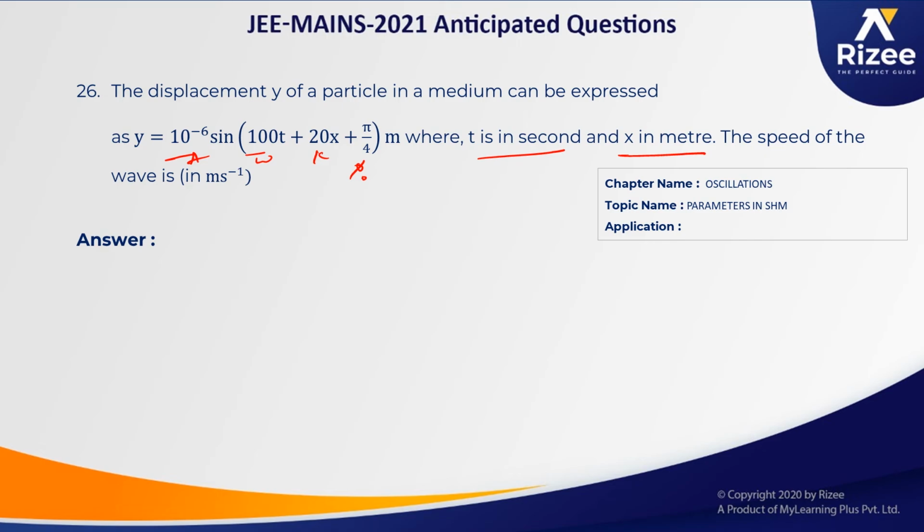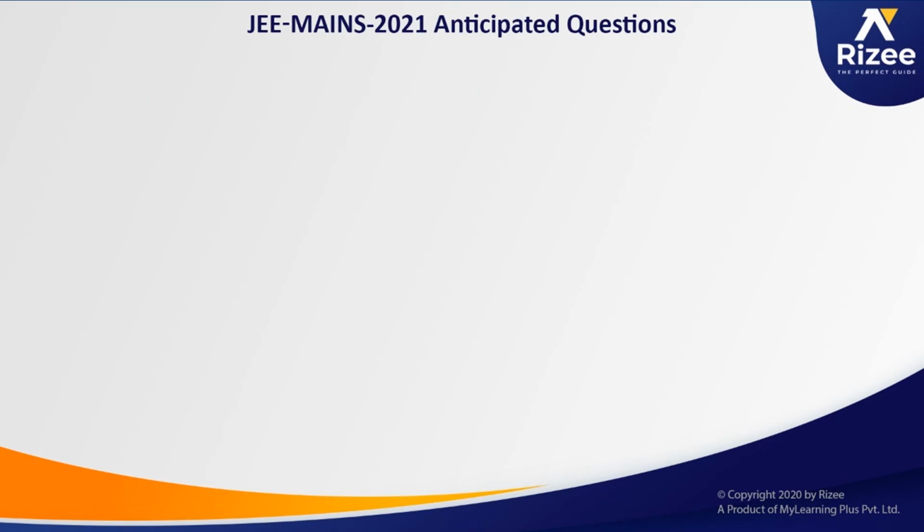He is asking the speed. So it is another case of your particle oscillations. He is asking what the velocity is going to be. How can you find the velocity in this case? The velocity formula is v is equal to omega by k. As I have written in the question, your omega is 100 and k is 20, which is equal to 5 meter per second.